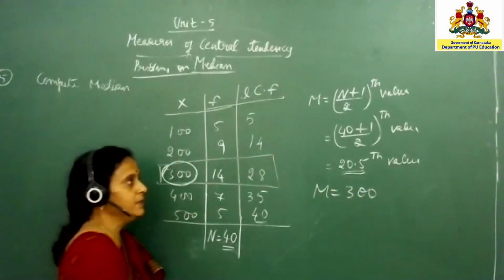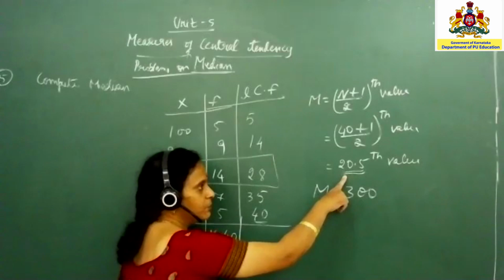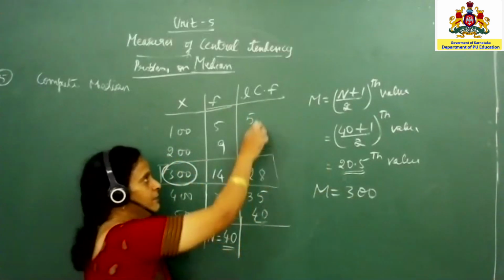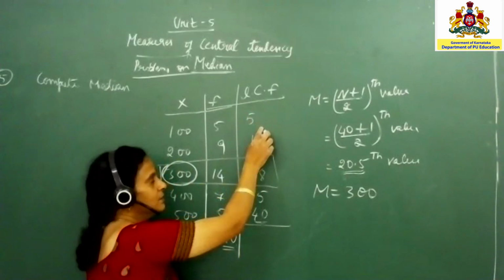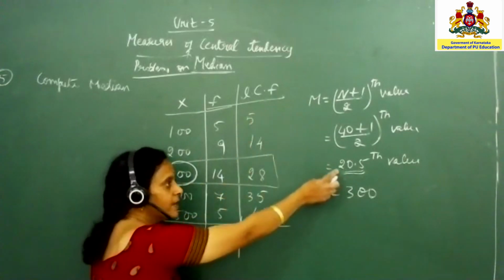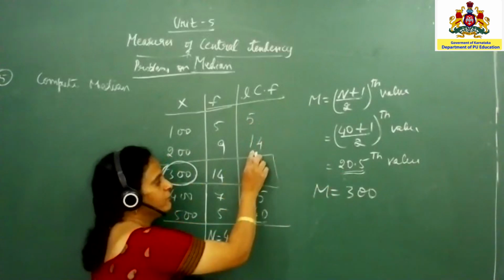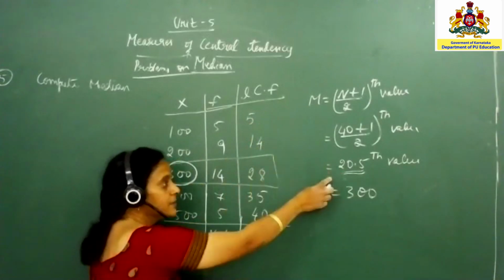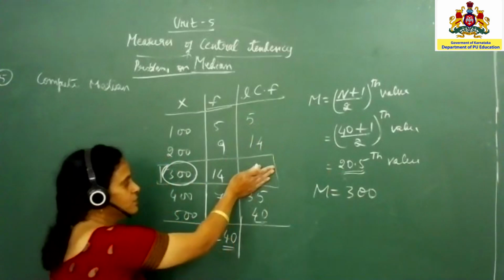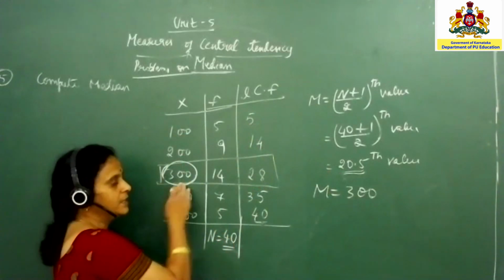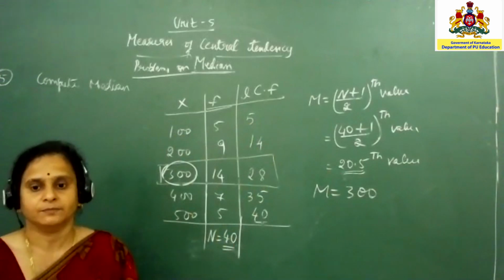I'll repeat again. Once you get m equal to 20.5, start with the last column, cumulative frequency. From the beginning, just start searching. The number should be greater than this nth value. 5 is not greater than 20.5, 14 is not greater, 28 is greater than 20.5. So corresponding to this, the first column x value, that is 300, becomes the median.